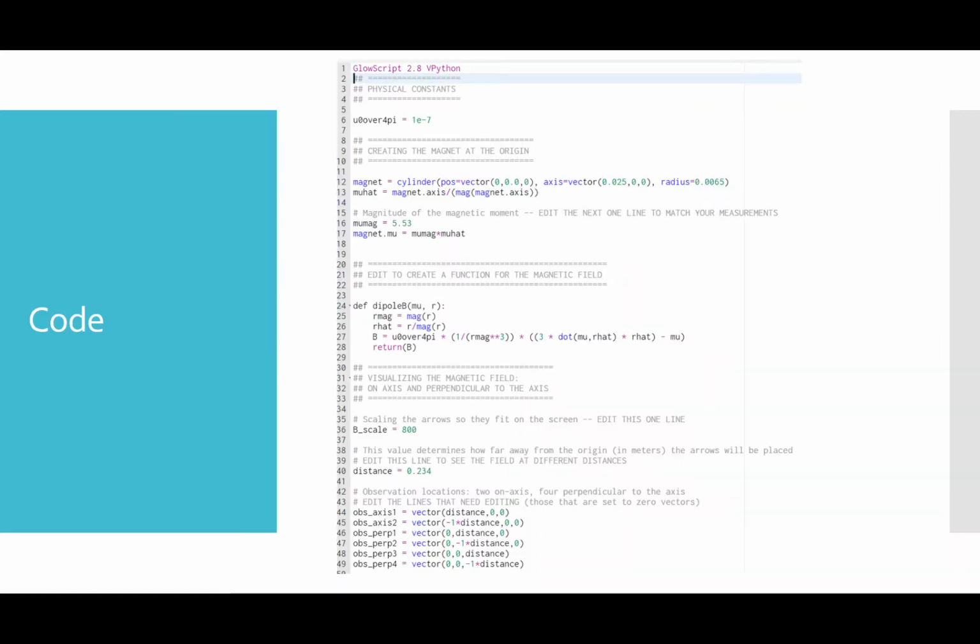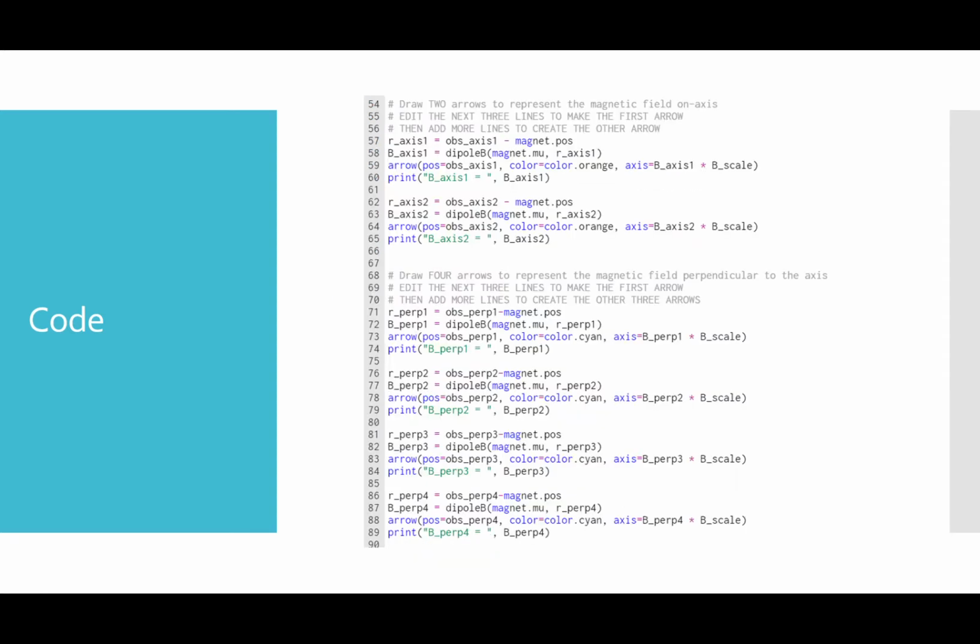So this is the code. I placed the magnetic moment magnitude in line 16, created a function for my magnetic field in lines 24 to 28, and then created my observation locations. Two were on axis, on the x-axis, in both the positive and negative directions, and the four perpendicular to the axis were for the y and z components, both in the positive and negative directions.